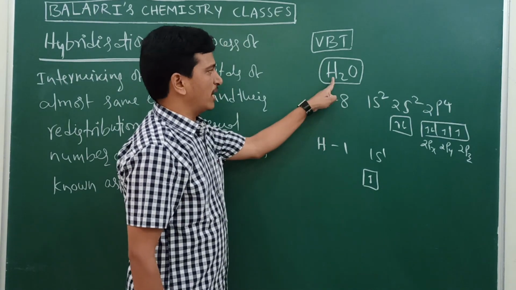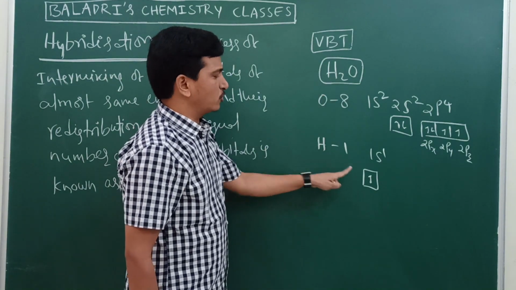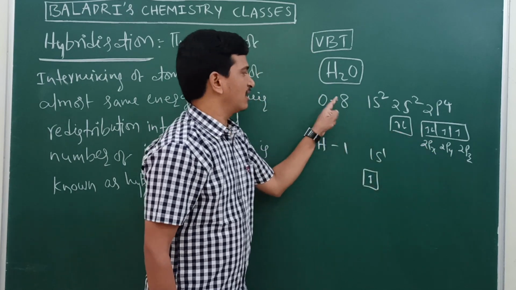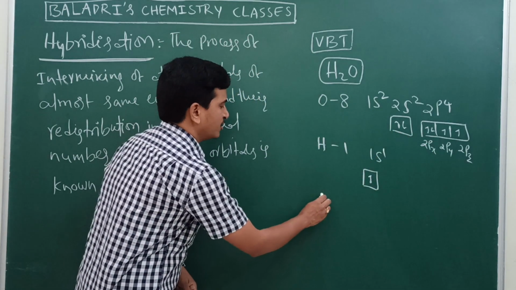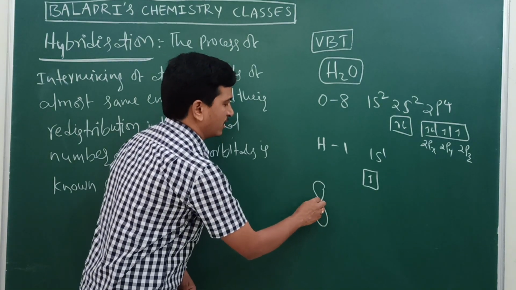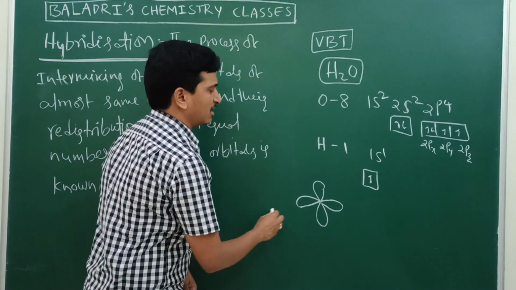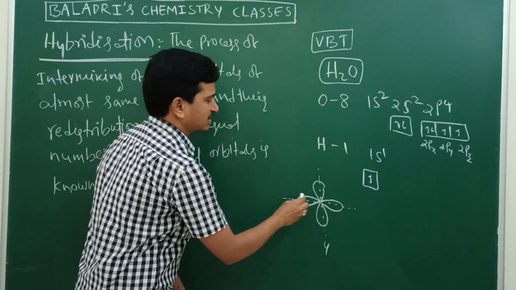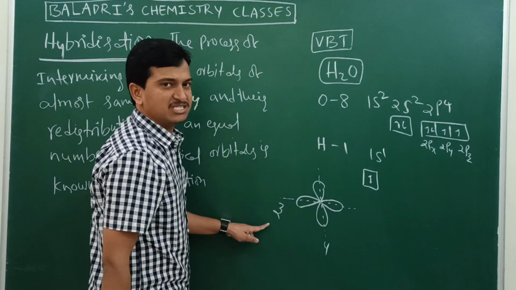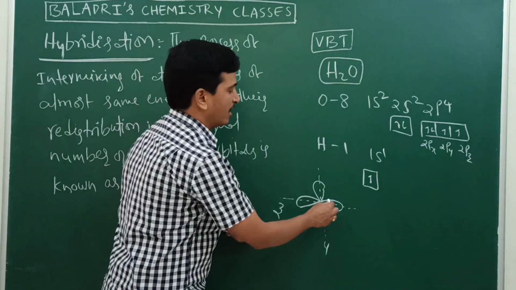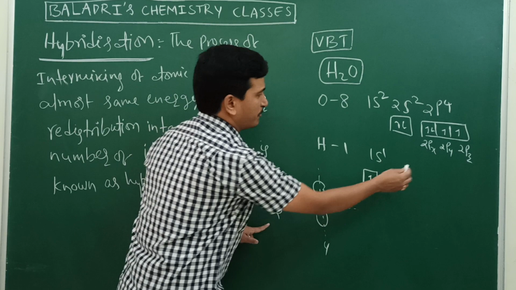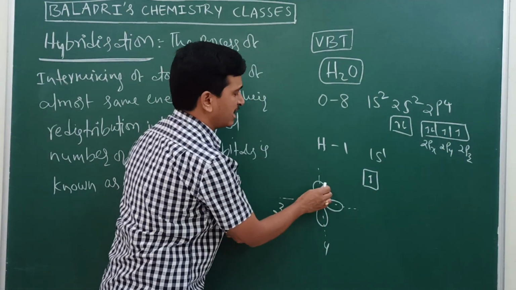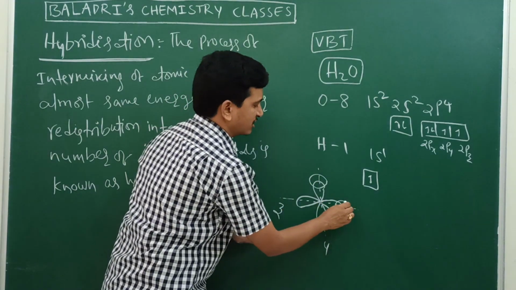Now there are 2 hydrogens in the water molecule. The 2 hydrogen s orbitals are overlapping with the py and pz orbitals of oxygen. You already know that the 2py and 2pz orbitals are perpendicular to each other. Let us take this as the y-axis and this as the z-axis, and suppose the z-axis is the internuclear axis. The pz orbital has one unpaired electron, and the py orbital also has one unpaired electron. They are overlapping with the hydrogen s orbitals.